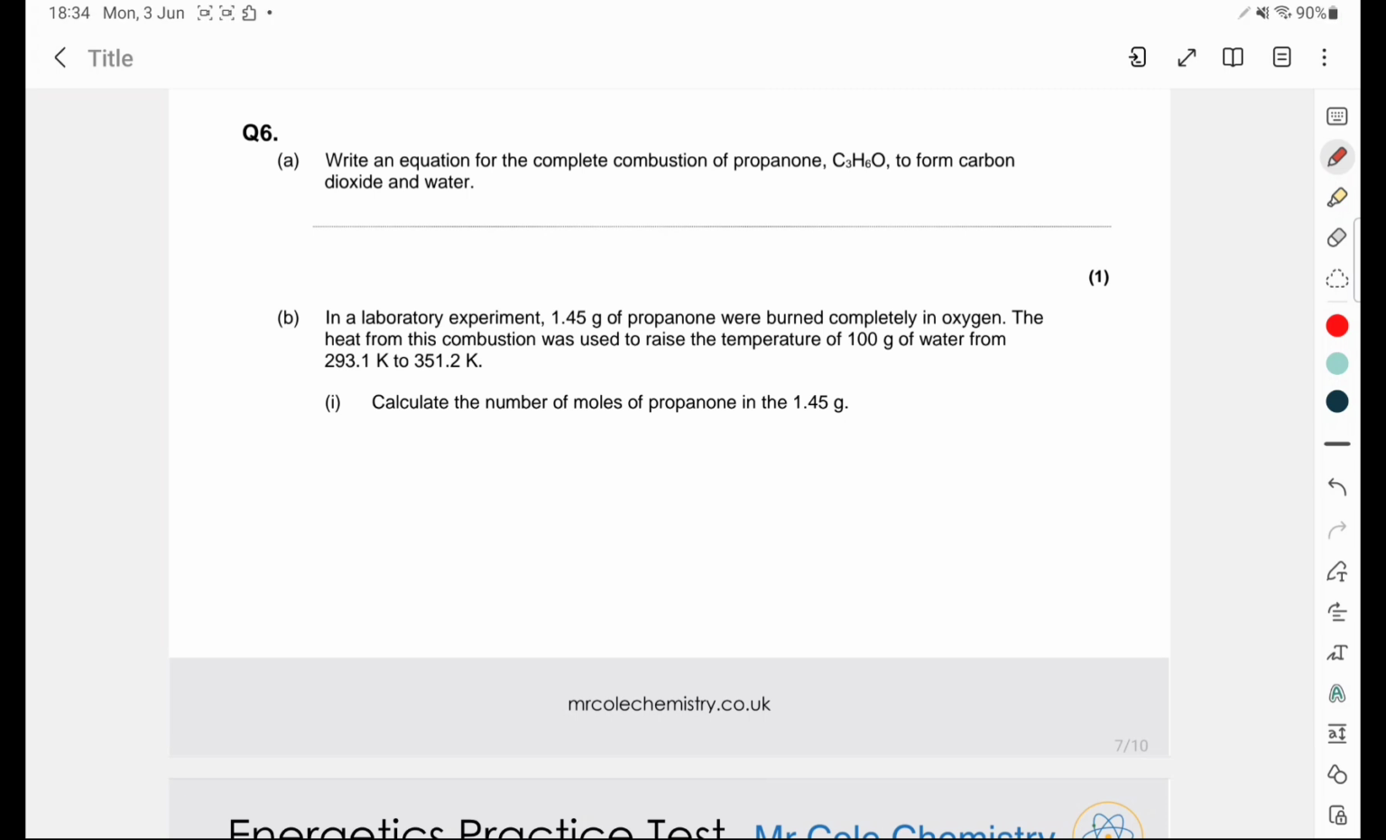Question 6a is to write an equation for the complete combustion of propanone. So we'll start by writing in our reactants and our products.